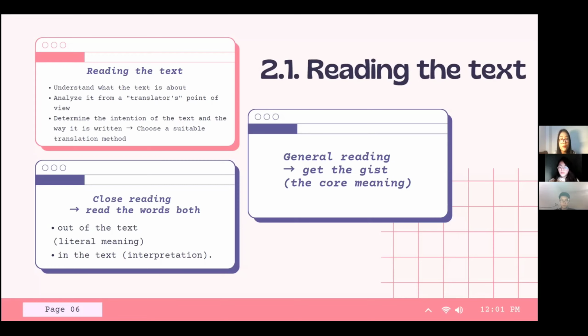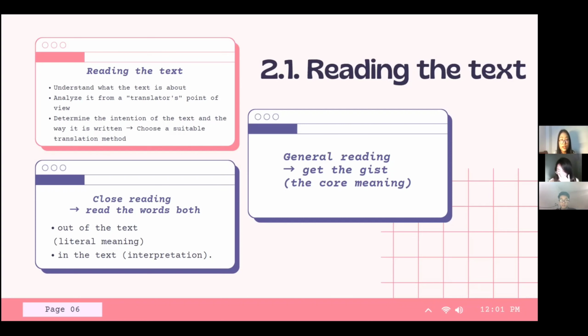General reading helps us to get the gist, the core meaning. In this process, we might need to search materials like textbooks or specialist papers to deeply understand the subject and the concepts. Whereas close reading requires reading the words both out of the text, literal meaning, and in the text, interpretation.